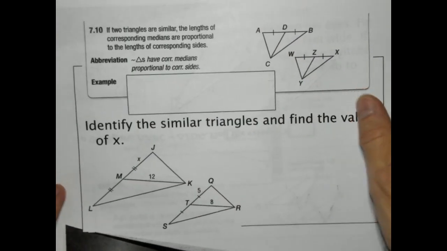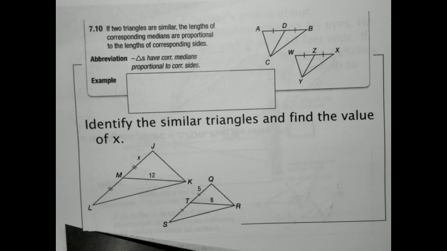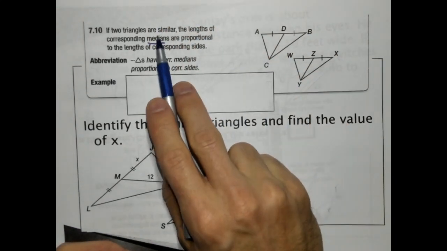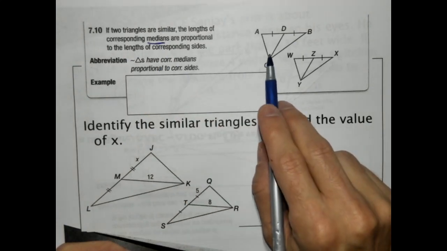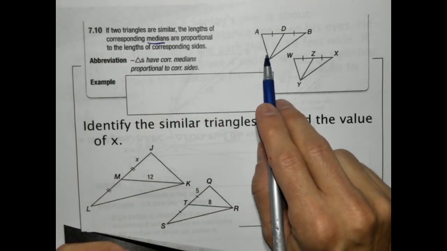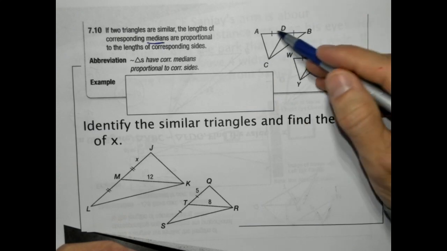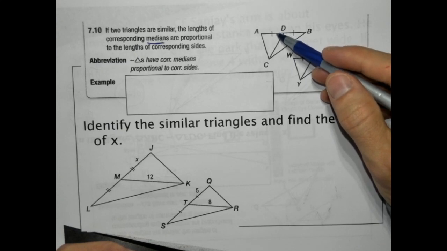All right, and here we go. If two triangles are similar, the lengths of the corresponding medians are proportional to the lengths of the corresponding sides. So before I continue, median, okay, a median is a line segment that starts at a vertex of a triangle, okay, it goes to the opposite side, and it cuts that side in half. So it creates two congruent sides.